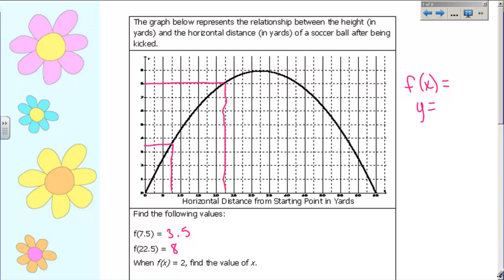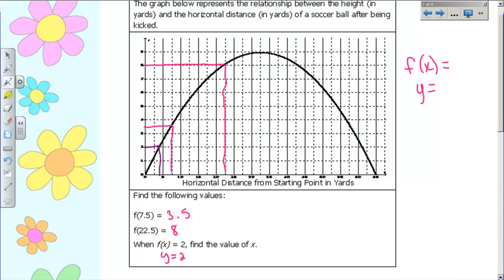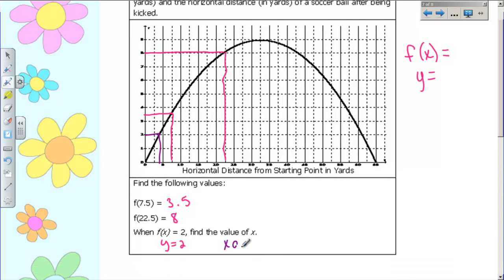Now the next question is a little different because they say when f of x equals 2, find the value of x. They're basically saying when y equals 2, find x. So now they're asking it a different way. They want you to go from the y-axis to the graph and then drop down and see, well, that is going to be about 4 because it's not quite 5, but it's pretty close. So x is approximately 4.